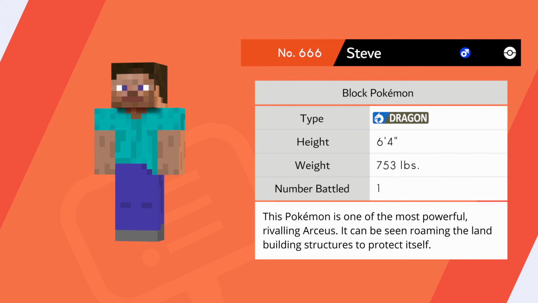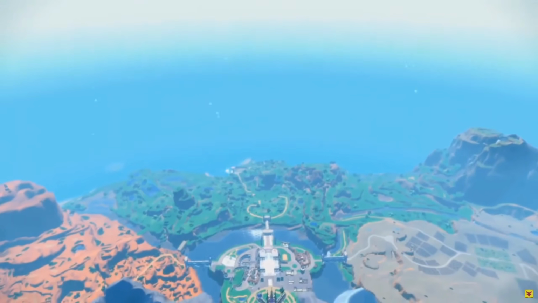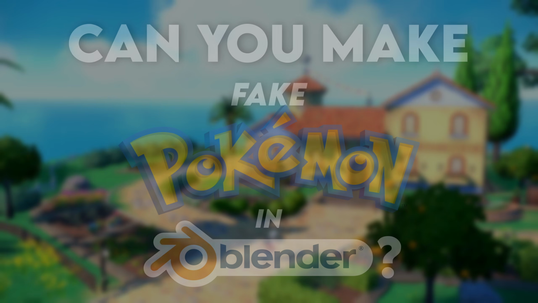You can get fancy like I did here and make a fake Pokédex entry, but that's not necessary. I just think it completes the look and it makes it look a bit more real. I know I've thrown a lot of information at you, but hopefully you've learned some things, and now you should be able to bring your own fake Pokemon to life. So, can you make fake Pokemon in Blender? I think so.